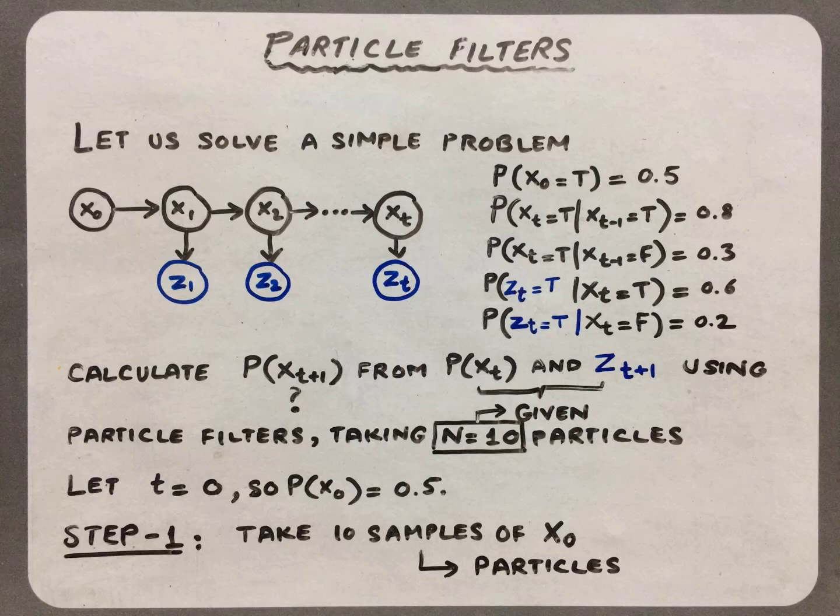Just to summarize, in this case we have just one state variable, that is x, and the subscript indicates the time index. So x1 represents the value of the state variable at time t1, and x2 represents the value of the state variable at time t2. And z represents the sensor output. So z1 represents the sensor output at time t1, z2 represents the sensor output at time t2. And there's an arrow from x1 to z1 because the sensor is actually measuring the state of the system.